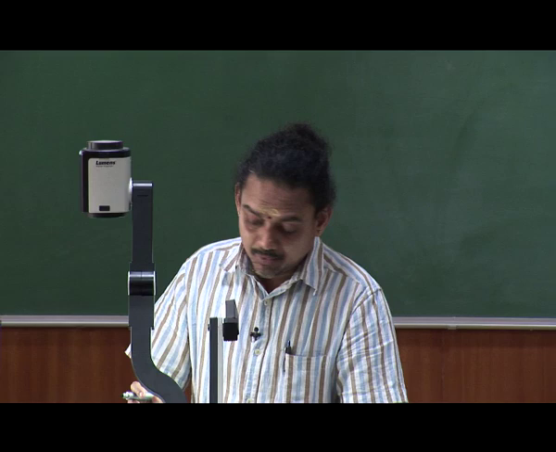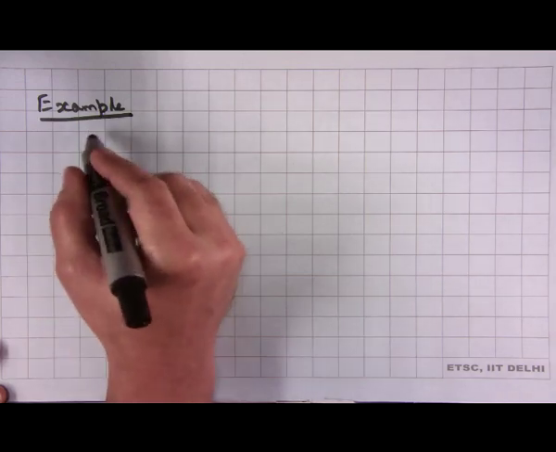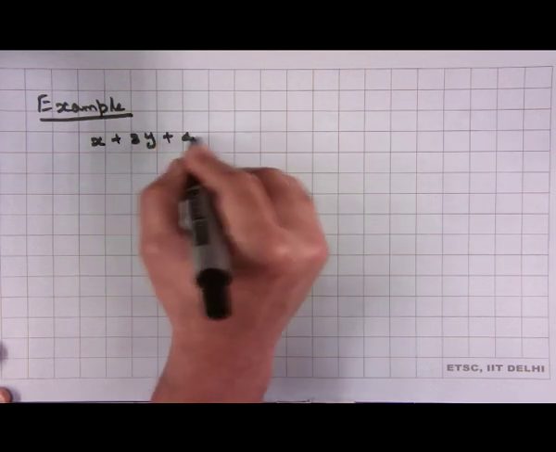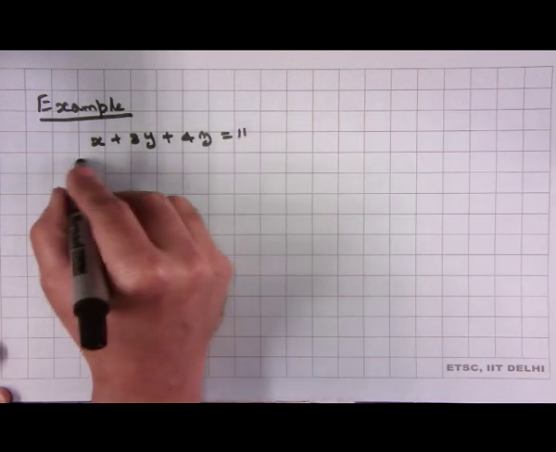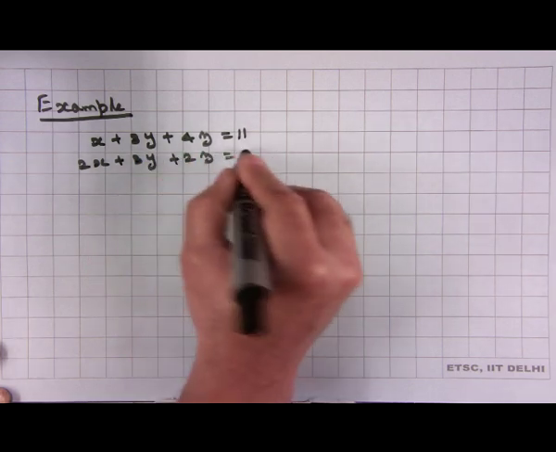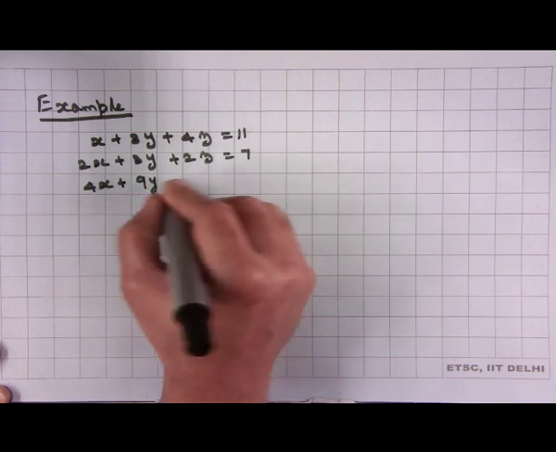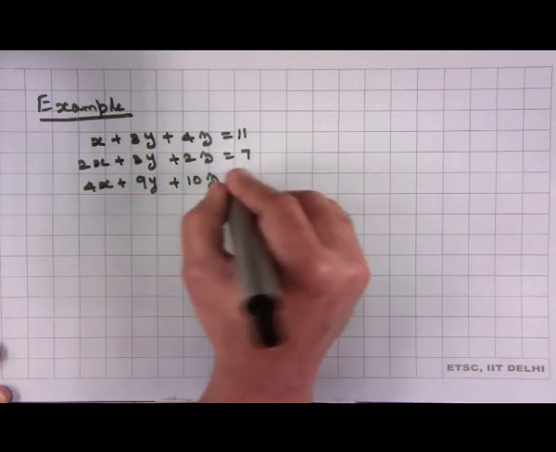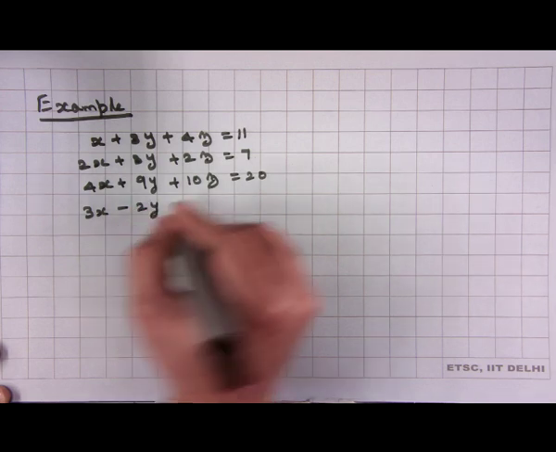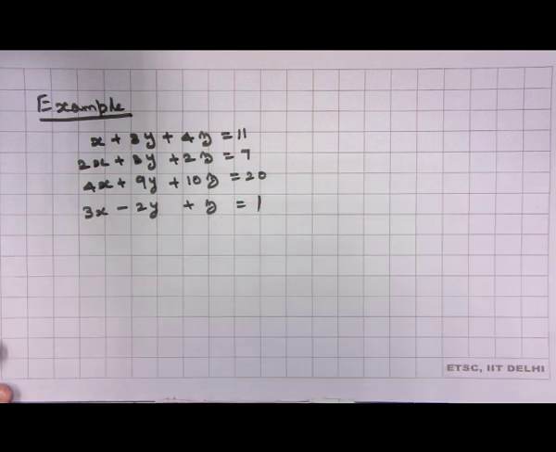Now, let us do one more example. Let us try to do one more example. x plus 3y plus 4z equal to 11, 2x plus 3y plus 2z equal to 7, 4x plus 9y plus 10z equal to 20, and finally 3x minus 2y plus z equal to 1. This is the system that I have.